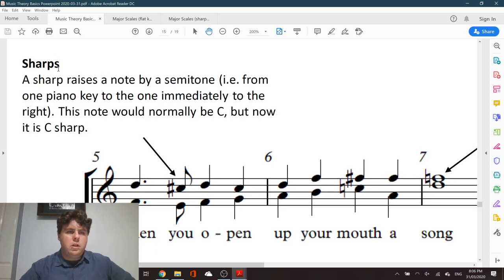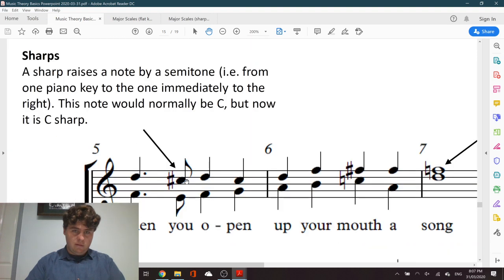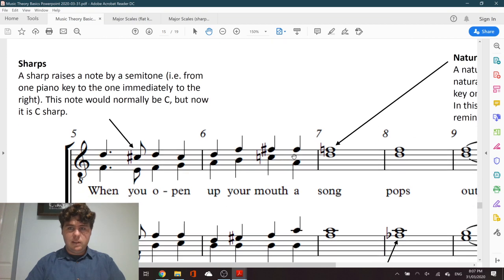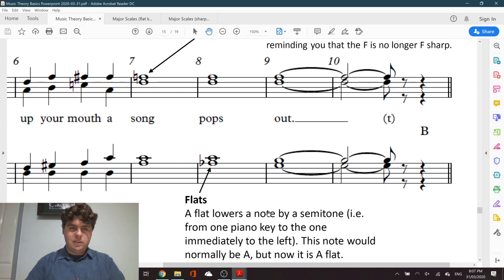So, sharps. A sharp raises a note by a semitone, i.e. from one piano key to the one immediately to the right. This note would normally be a C, but now it is C sharp. That's the sharp symbol. It looks like a little hashtag. My students all refer to it as hashtag instead of sharp, much to my chagrin. But, nevertheless, it is a sharp.